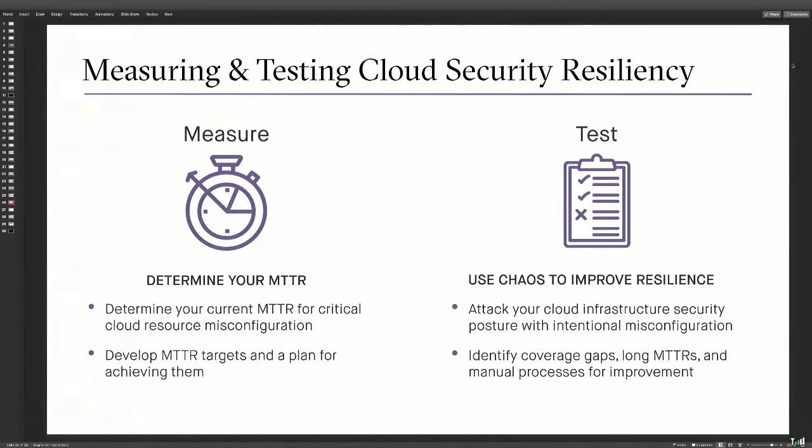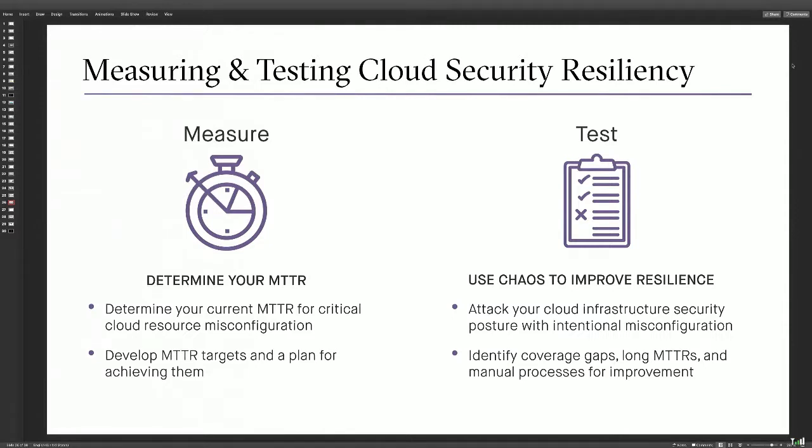So the first thing to do is to measure, determine your MTTR, decide what's an acceptable MTTR for critical cloud resource misconfiguration. Develop those targets and a plan for achieving them. Don't take on the world at once. Figure out what are the most critical things, what needs to go fast.